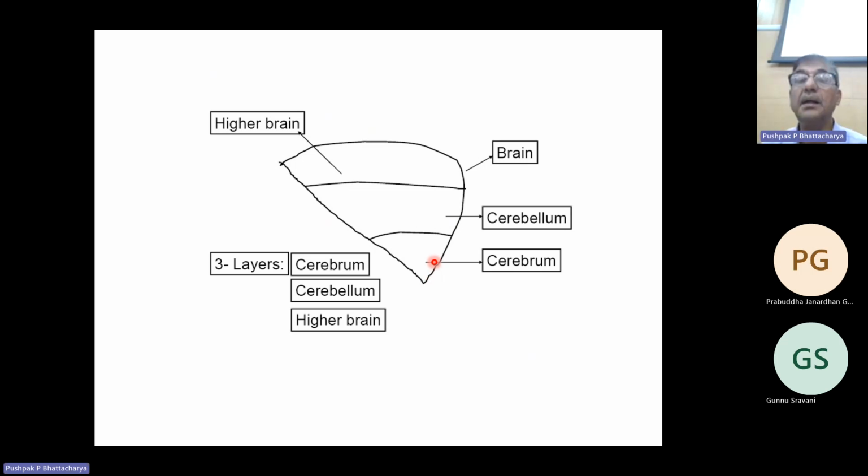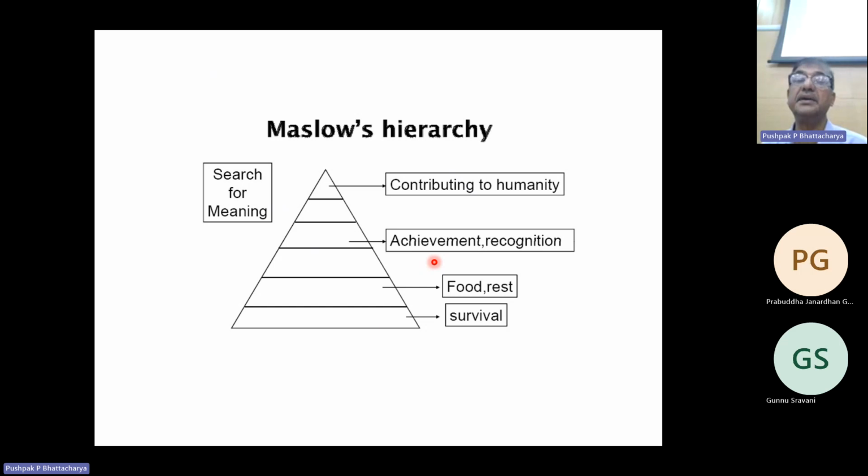Now, Maslow's hierarchy, which we noted quite interestingly has this software-hardware correspondence. Maslow's hierarchy is a pyramid structure, where at the base of the pyramid is survival, which corresponds to the cerebrum, the lower brain, very well protected from everything. And at the highest level of the pyramid, which is very lonely, I should say, is the set of people who contribute to humanity. And that surely corresponds to the higher brain functions.